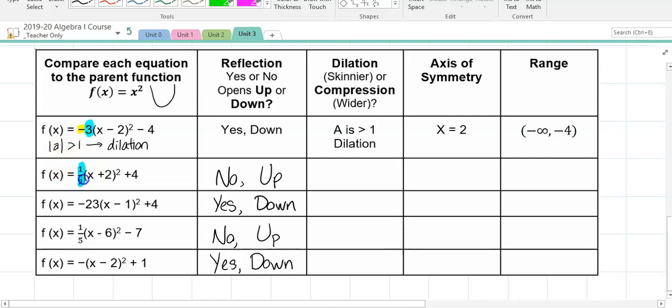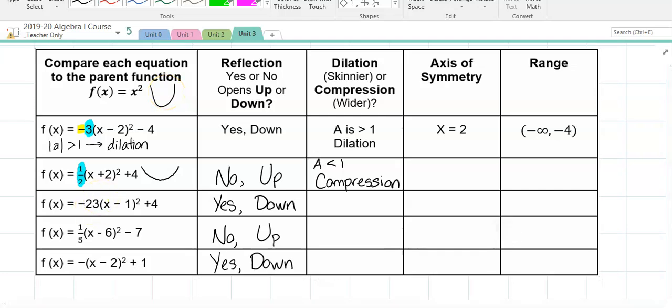1/2. That is not bigger than 1. Here we would say A is less than 1, so it's a compression. If our original function had this shape, our new function is going to be flatter, as if something were compressing it down and smushing it.